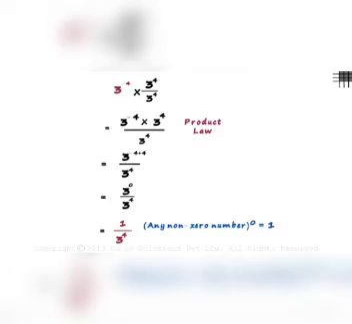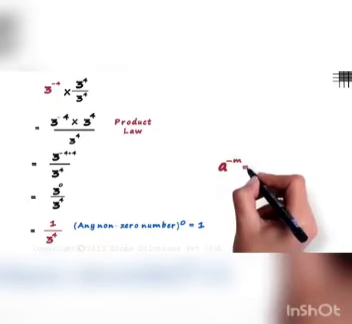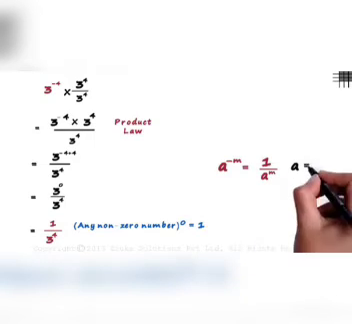So we can generalize it as a raised to minus m equals 1 divided by a raised to m, where a is not equal to 0. Because if a is equal to 0, then we would have 0 in the denominator, which would make it indeterminate. This term is read as a raised to negative power m.